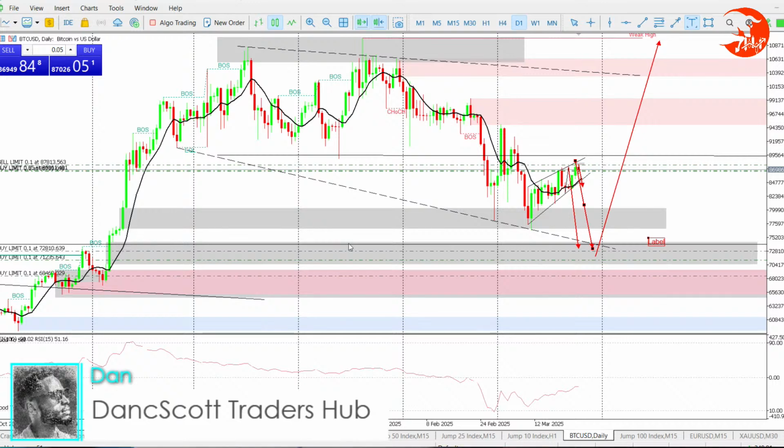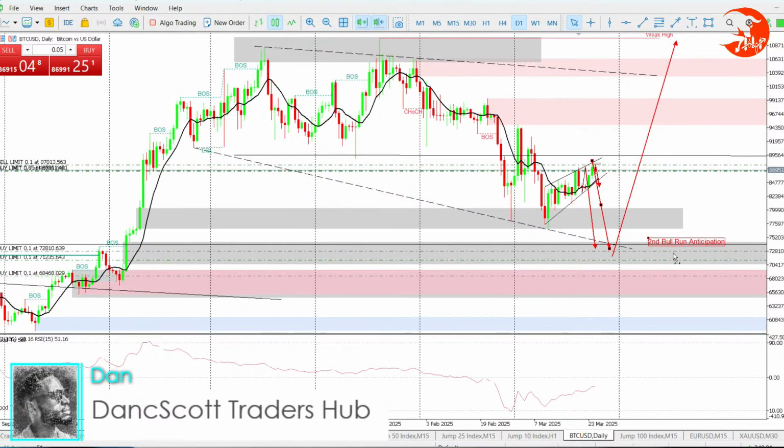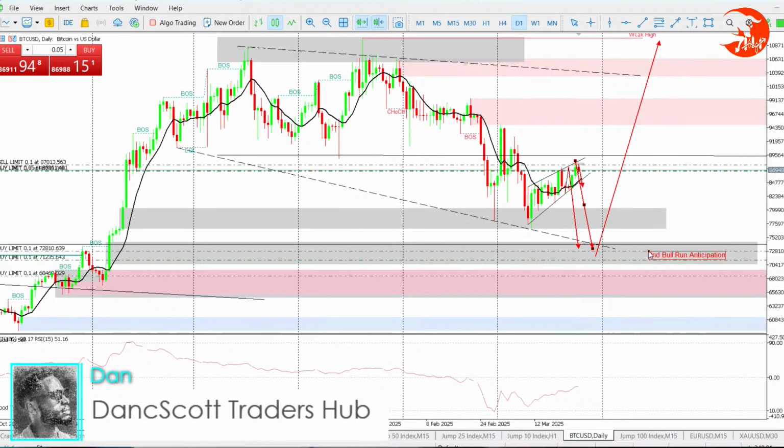The second bull run anticipation. Yeah, so right there on this fair value gap, that's where we are anticipating this second bull run phase.